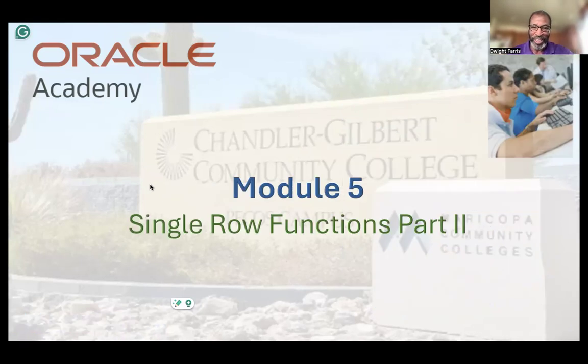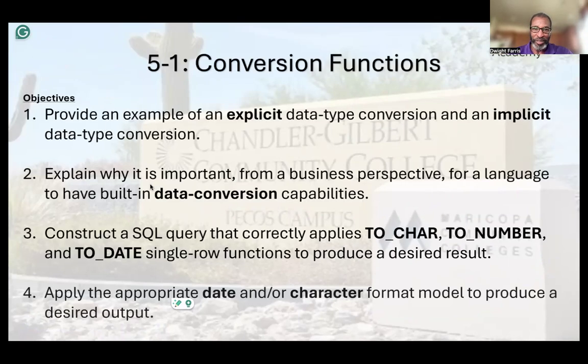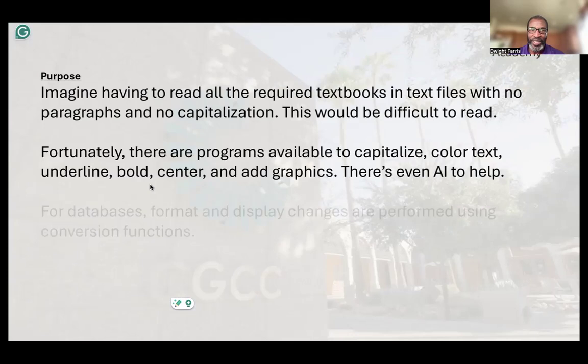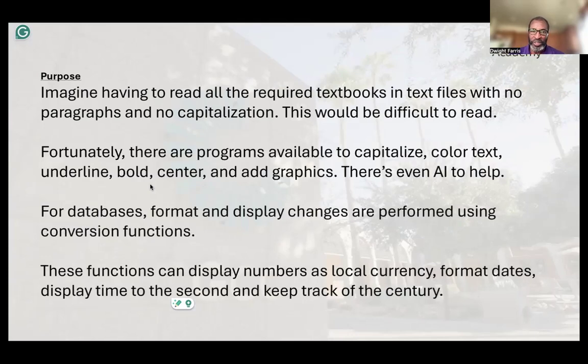We're on to Module 5, Single Row Functions, Part 2. These are our objectives. We're going to talk about explicit and implicit data type conversions, and explain why they're important from a business perspective. We're going to look at the TO_CHAR, TO_NUMBER, and TO_DATE functions, and then essentially creating the appropriate date and character format for your desired output. That's the key here.